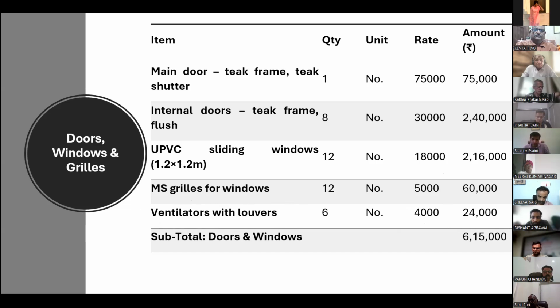And window ventilators with louvers, 6 number at the rate of 4,000 per ventilator, 24,000. So you can calculate these quantities in numbers if you know the rate, or if you do not know the rates, then you calculate the quantities in cubic meter and then go for the schedule of rates. Per cubic meter rates are given in the schedule of rates. You can use that.